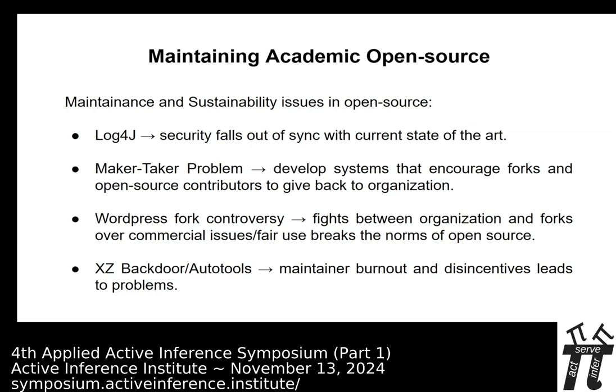And so an example of this is the WordPress fork controversy. So WordPress is the maker in this case, and I think WP Engine is the taker in this case. WP Engine was forked from WordPress, and it resulted in a fight between the two organizations, one being the maker and one being the fork or the taker, and they've been fighting over commercial issues and fair use issues that have served to break the norms of open source.